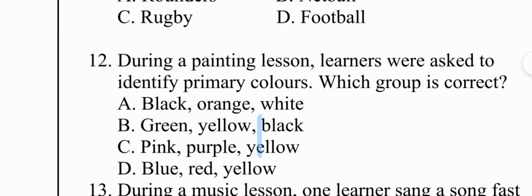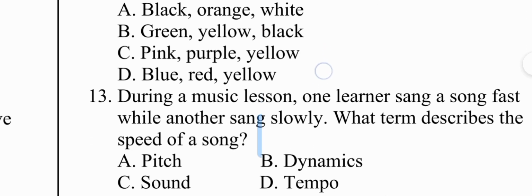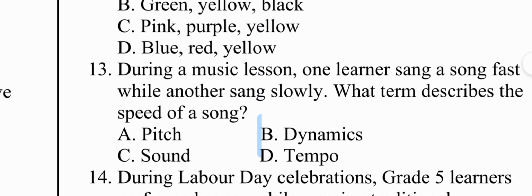Number 12, during a painting lesson, learners were asked to identify primary colors. Which group is correct? So I gave you the formula for primary colors where I said you can say Brayo or you can say Bry. Bry stands for B for blue, R for red, then Y for yellow. So which ones are that? Do you have blue? Yes. Red? Yellow. So the correct answer there is D.